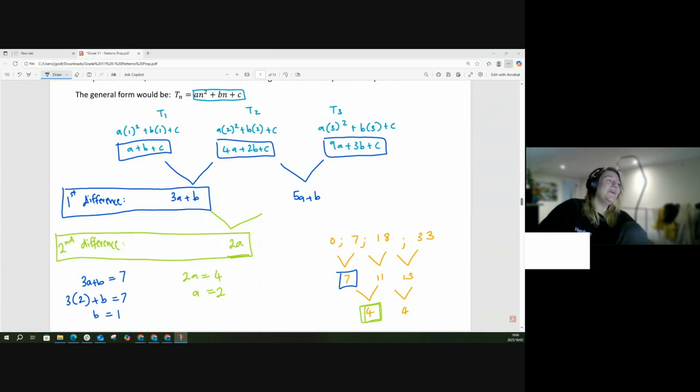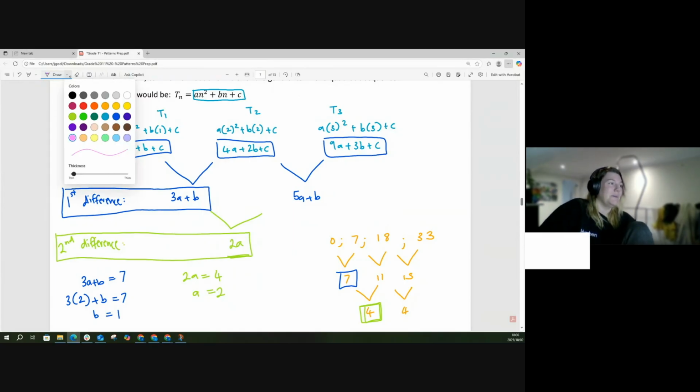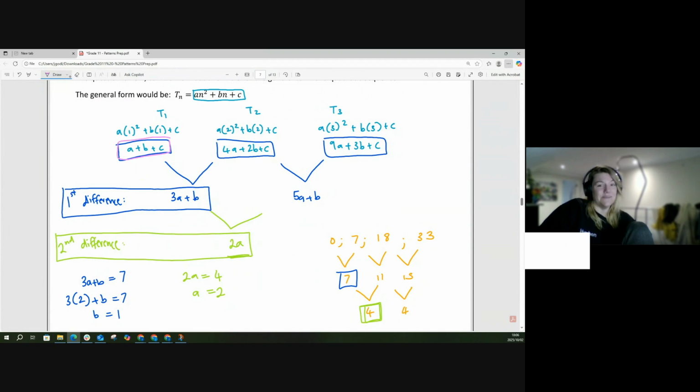So then we go all the way to this top one over here, where we've got a plus b plus c. And we know that that is our first term, which for us was 0. So then we can say, cool, a plus b plus c equals 0. We know a is 2, we know b is 1, and we don't know c yet. So that means c is going to be -3.